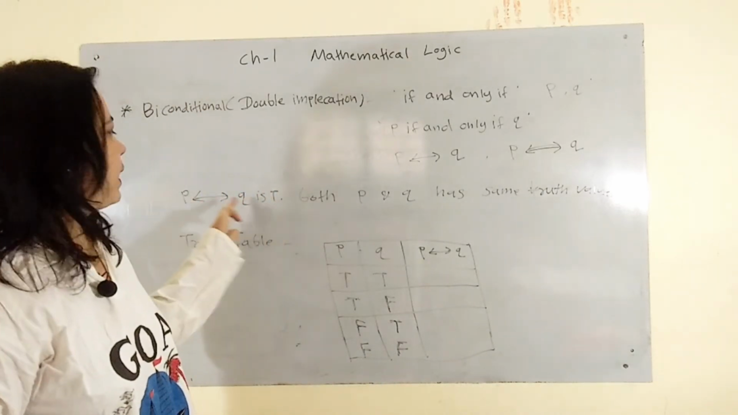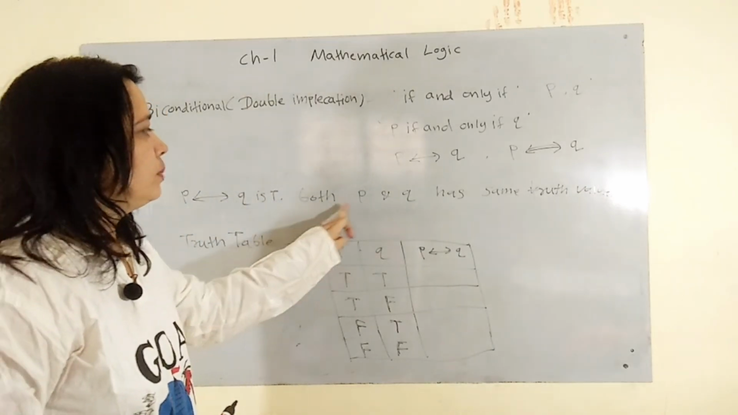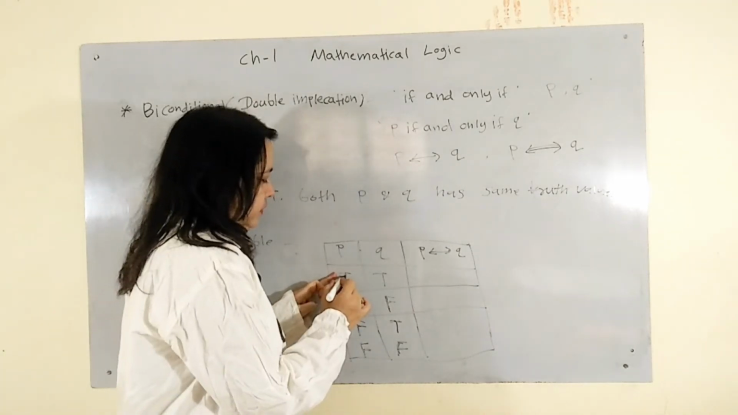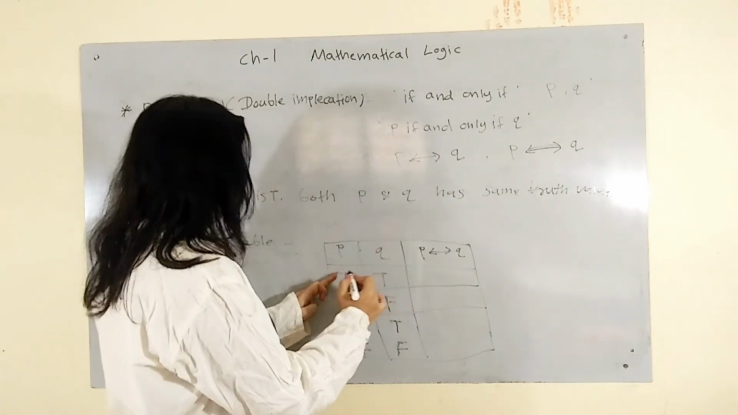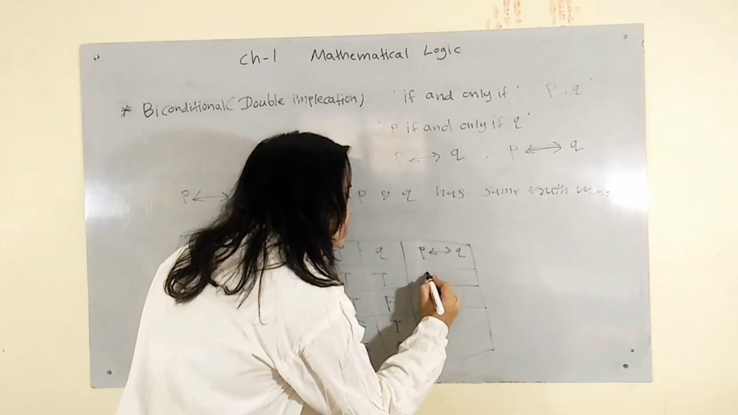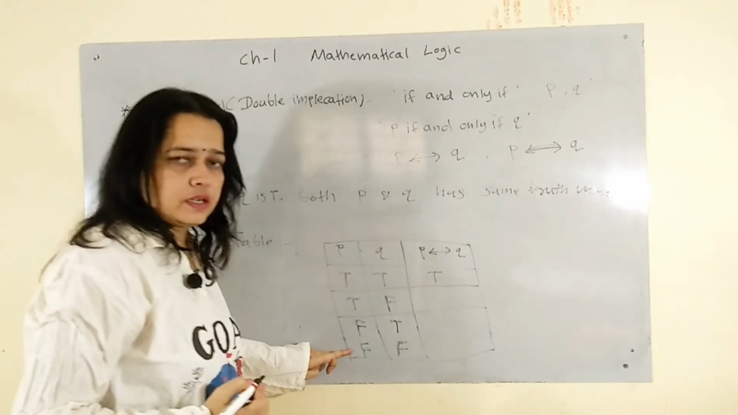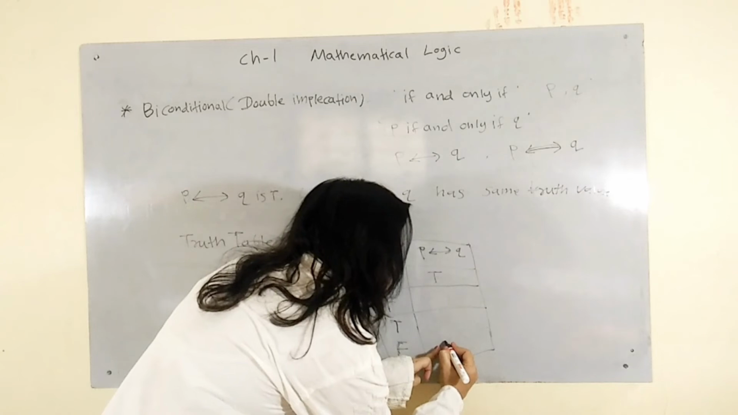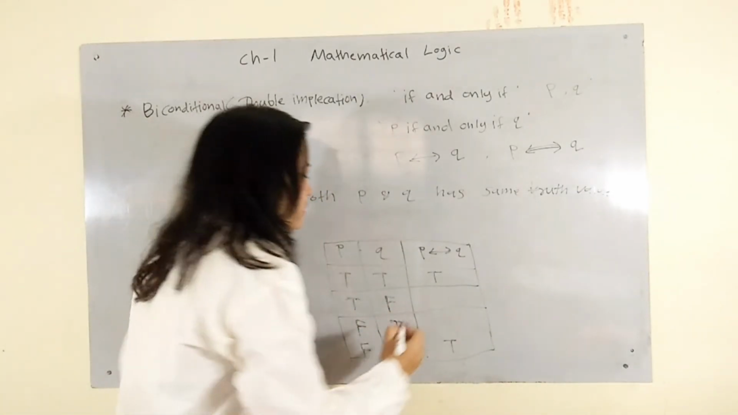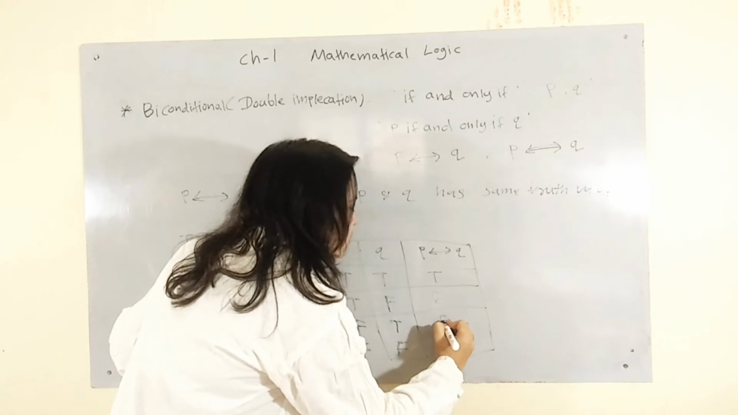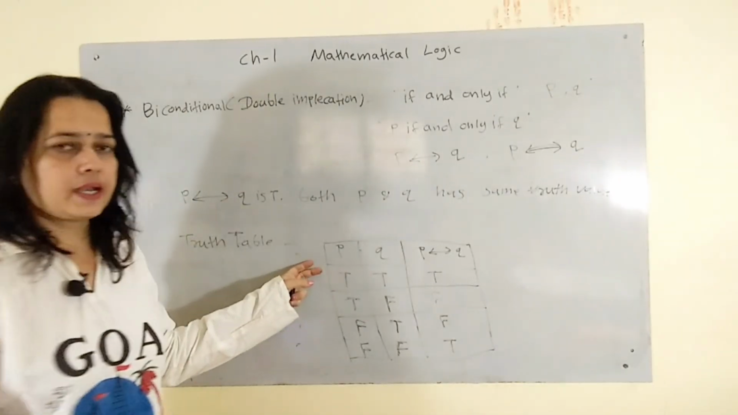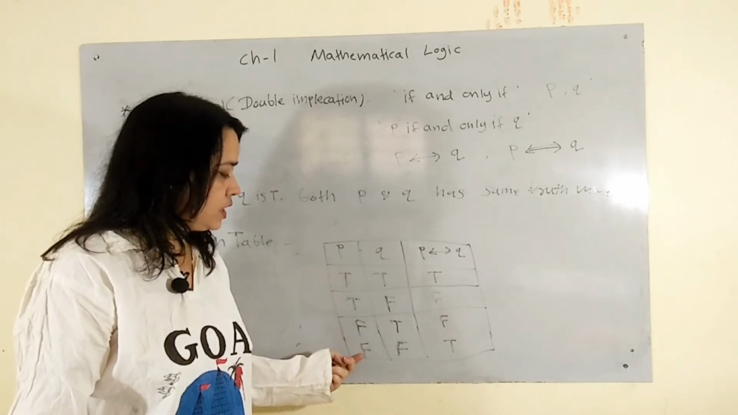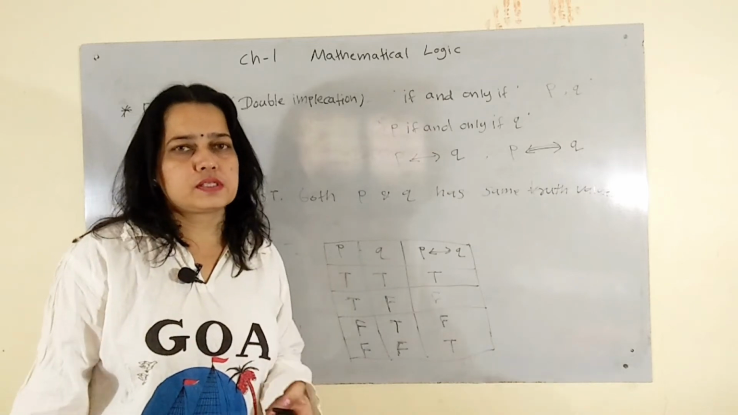We know that P biconditional Q is true if and only if both have the same truth value. So here, in the first case, P and Q have the same value, so in this case P biconditional Q is true. Also in the last case both have the same value, that is false. So here it is true, and in other cases it is false. So remember that biconditional is true only if both P and Q have the same values. In other cases it is false.